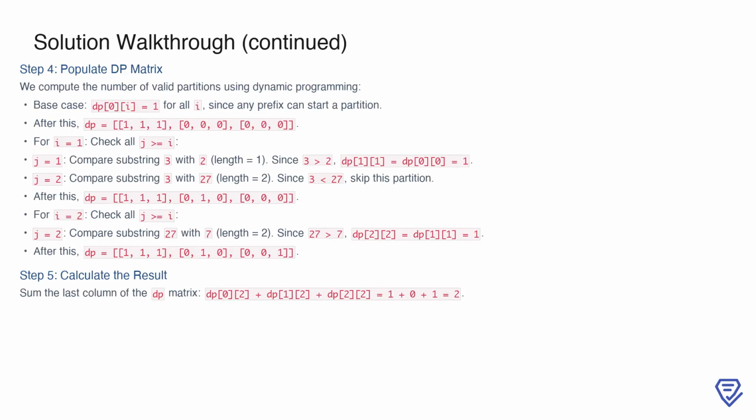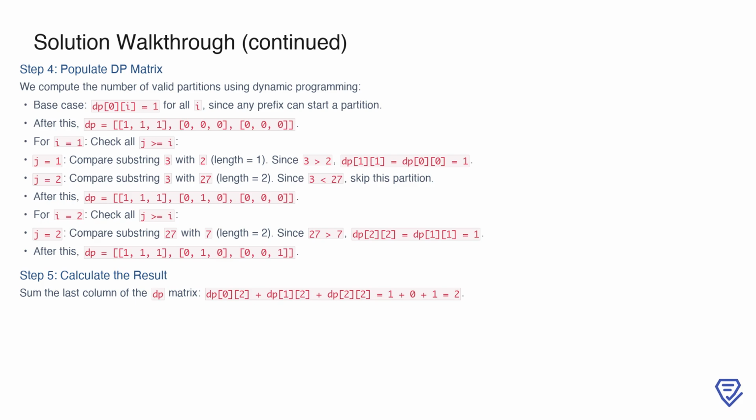Now we move to populating the DP matrix to calculate the number of valid partitions using dynamic programming. First, the base case is applied: any prefix can start a partition, so all entries in the first row of the DP matrix are set to 1. After this initialization, the DP matrix becomes 1, 1, 1, 0, 0, 0, 0, 0, 0.